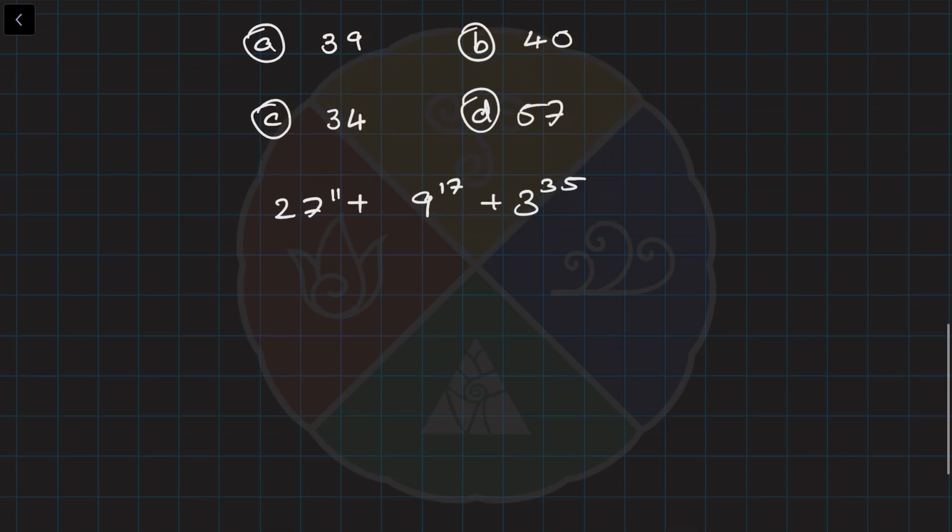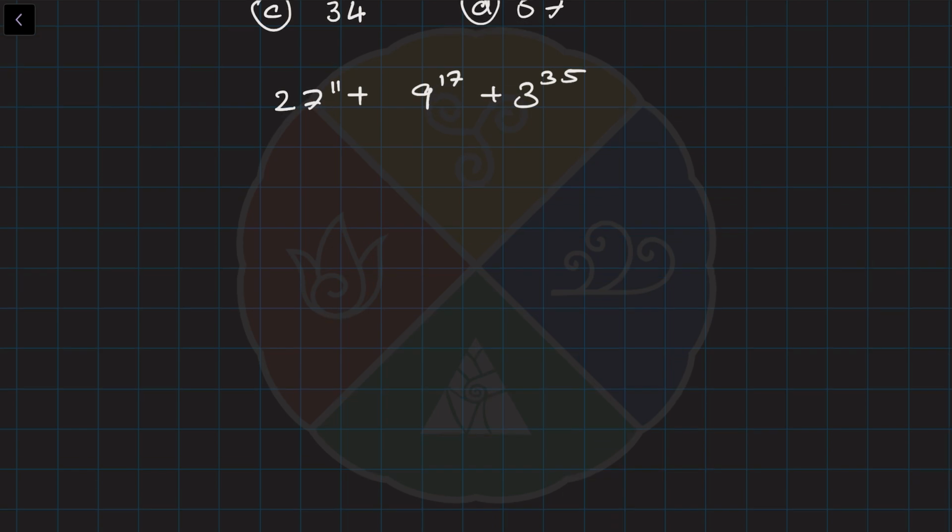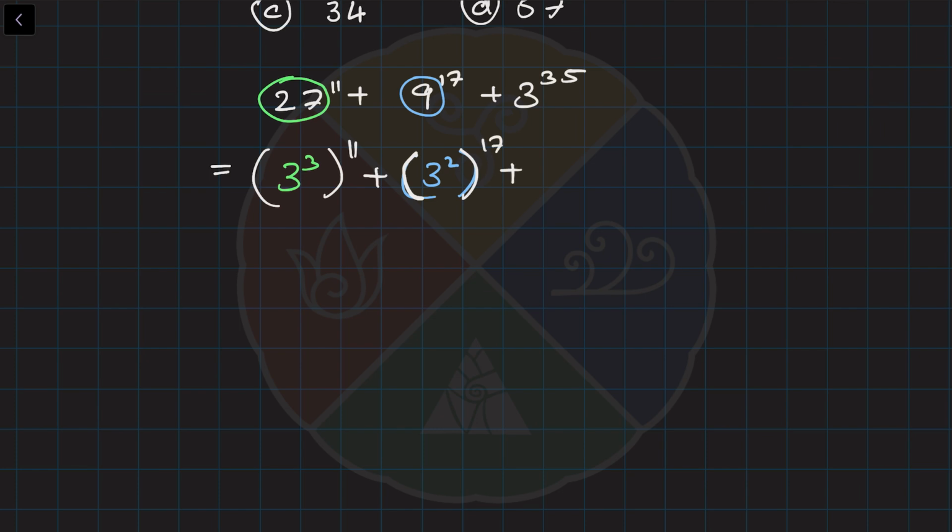First of all, at a single look, you will know that this has something to do with powers of 3. In fact, this number could be rewritten as 27 is nothing but 3 cube. So that is 3 cube whole raised to 11, plus 9 is nothing but 3 square, 3 square raised to 17, plus 3 raised to 35. So that is going to be 3 raised to 3 into 11, 33, plus 2 into 17, 3 raised to 34, plus 3 raised to 35.